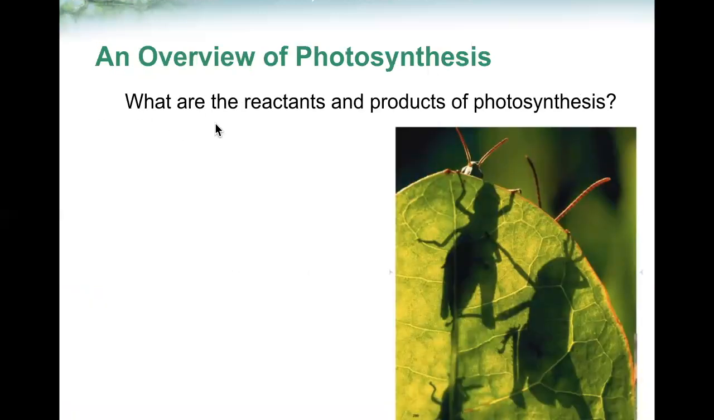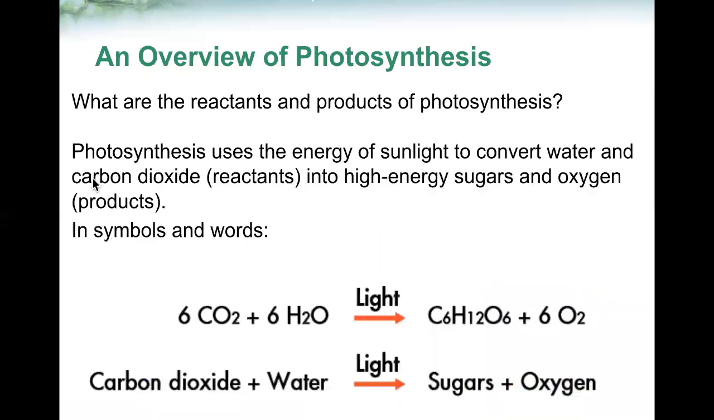What are the reactants and the products of photosynthesis? Photosynthesis uses the energy of sunlight to convert water and carbon dioxide, the reactants, into high energy sugars and oxygen, and these are the products. In symbols and words, 6 carbon dioxide and 6 water with that light energy produces that sugar, glucose, and 6 oxygen. So carbon dioxide plus water with that light energy produces the sugar plus oxygen.